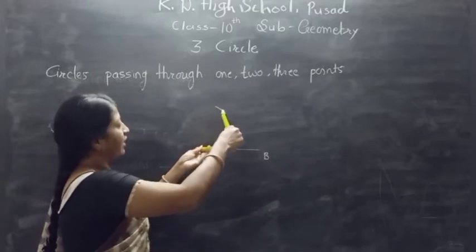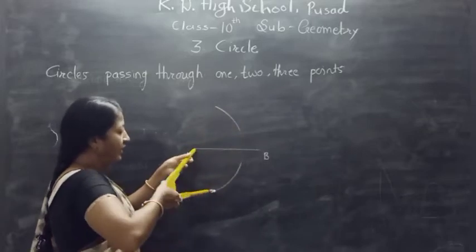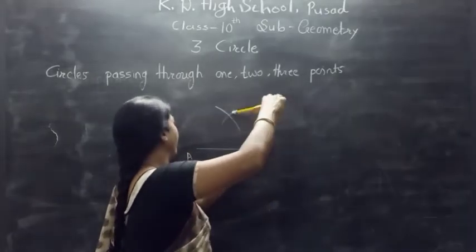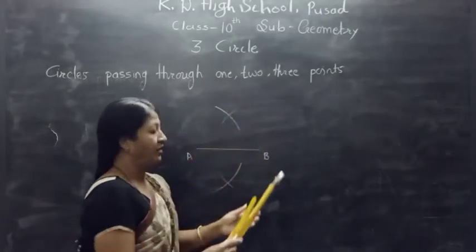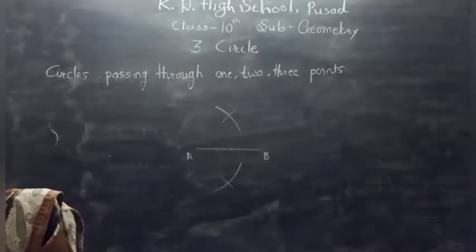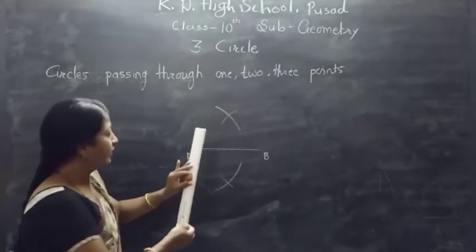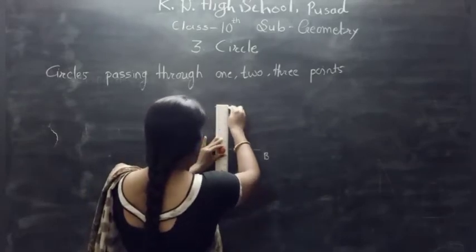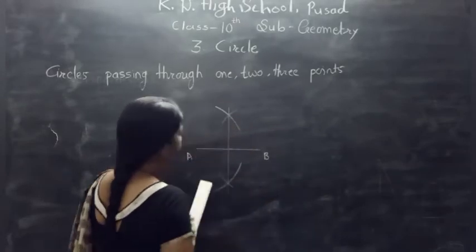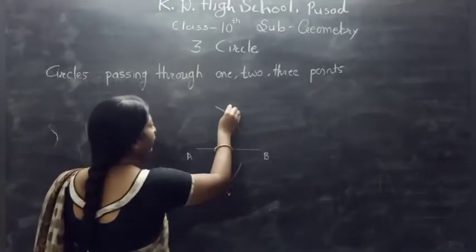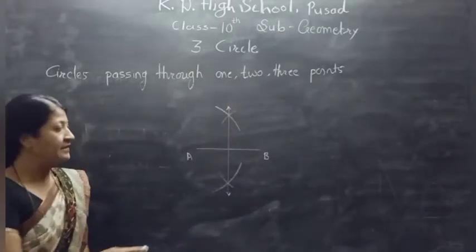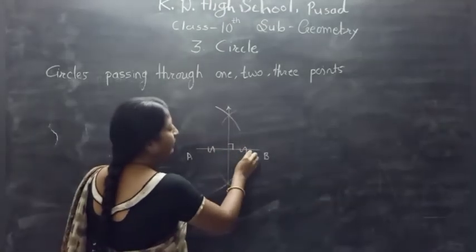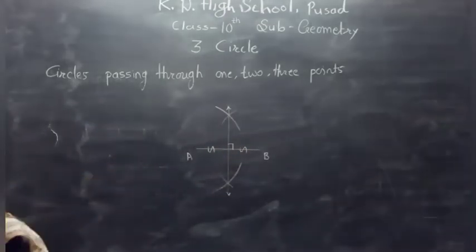First of all, draw the arc in the upward and downward direction. And now from point B, draw the arc in the upward and downward direction. Now draw the line passing through these two points of intersection. Now we know that every point which lies on this perpendicular bisector is equidistant from point A and point B.